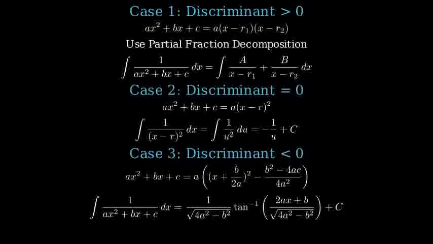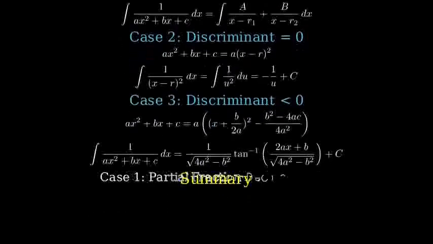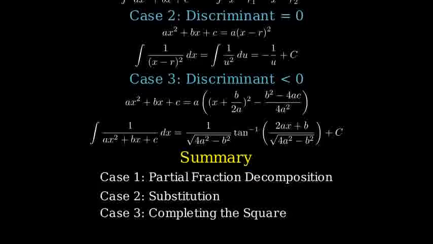To wrap up, we've explored the different approaches to evaluate an integral of the form integral 1 over ax squared plus bx plus c dx, considering the different cases for the discriminant, when it is greater than 0, equal to 0, or less than 0. Each case led to a unique approach using partial fraction decomposition, completing the square, and substitution respectively. With these tools, we're now equipped to determine the antiderivative and evaluate integrals like this one.